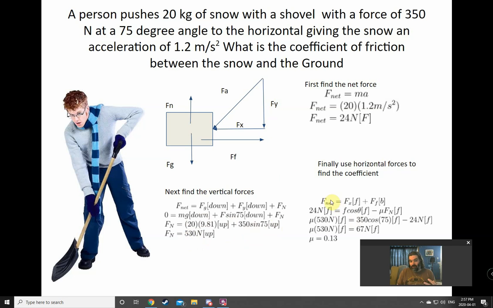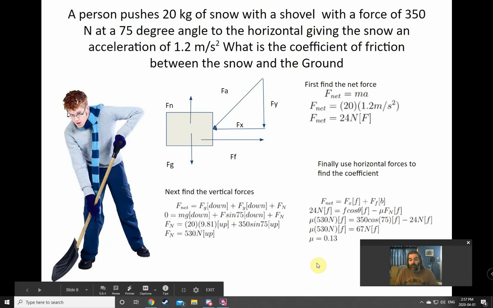We look at the x component. In the x, there's only two things: me pushing forward on the shovel, and friction pushing back on the snow. So Fx and Ff. Fx is just F, my applied force, times the cosine, because it's adjacent. The force of friction is mu Fn. I know what Fn is, so you plug in the numbers. The only thing you don't know is the coefficient. You can then solve for it as 0.13.